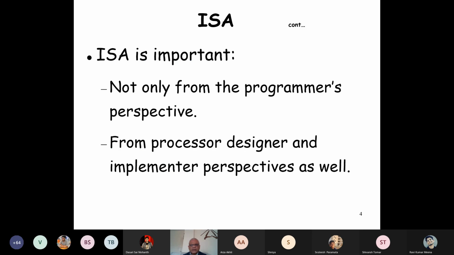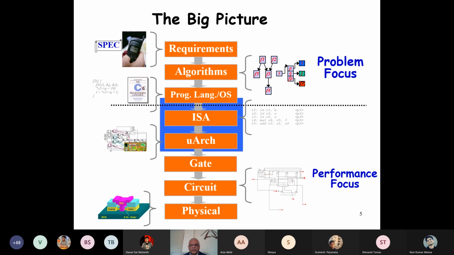We have already said instruction set architecture is important not only for the programmer who needs to know to be able to program, the processor designer also needs to know instruction set architecture, and the design start point for a processor is the instruction set architecture. The hardware designer first understands the instruction set architecture and based on that carries out the hardware design. This is the big picture.